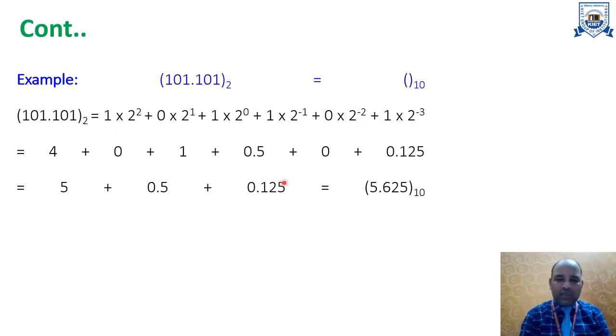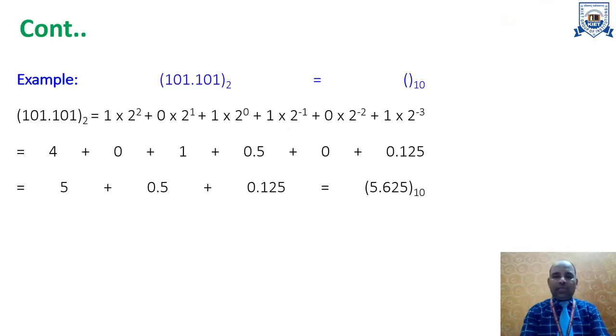It is shown in this particular expression, and finally we can reach the desired result by summing up all these values, which gives the result 5.625 on base 10. It means 101.101 on base 2 is equivalent to 5.625 in the decimal number system.